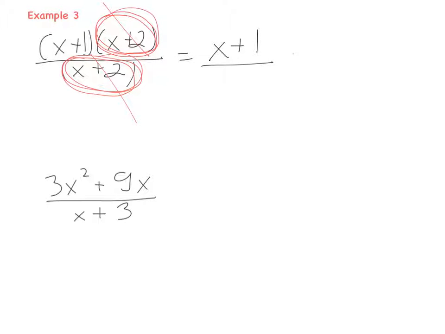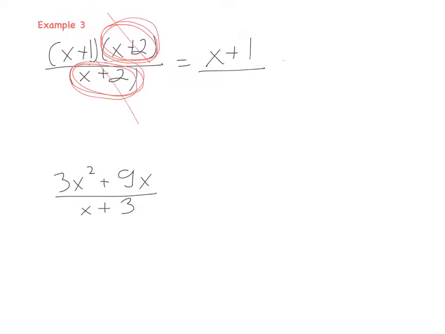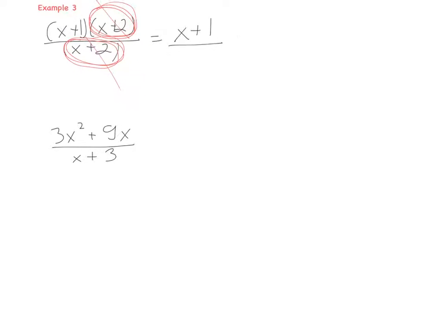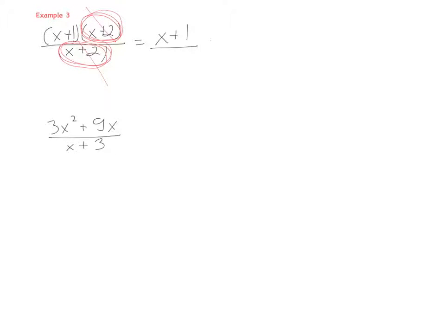It's not too hard. The next one is a bit harder. So let's make it smaller a little bit. Okay, so we have on the top 3x squared plus 9x divided by x plus 3. And how do we simplify it? We need to have the same thing on the top and on the bottom. Okay, so let's look at the top sum. So we have 3x squared plus 9x.